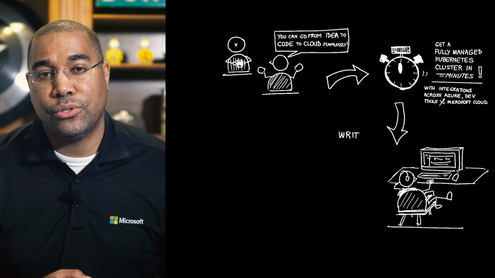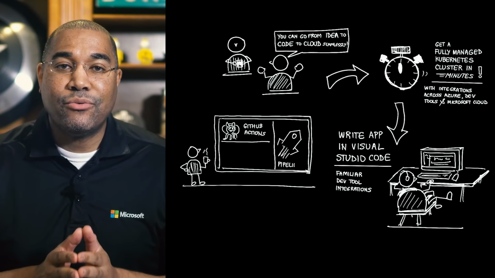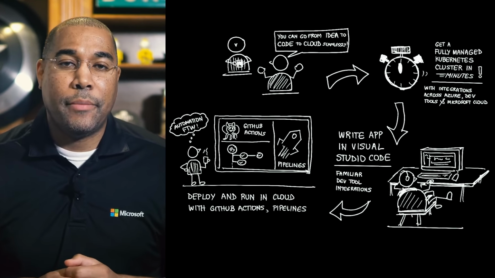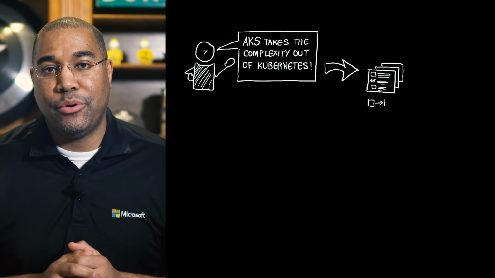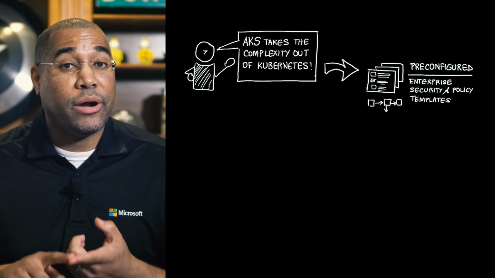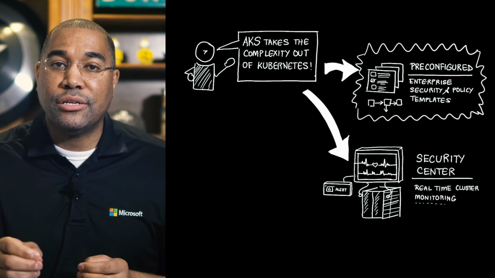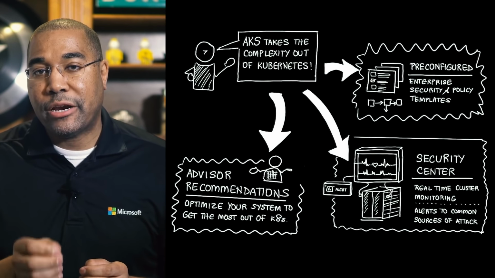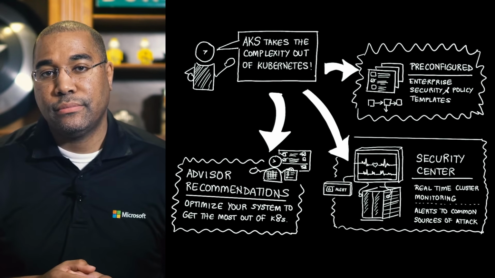and our developer tools. You can write your application in Visual Studio Code and have it running in the cloud in no time thanks to the Deployment Center and GitHub Actions. AKS takes the complexity out of Kubernetes with pre-configured enterprise security and policy templates, Security Center monitoring your cluster and alerting you of possible attacks, and advisory recommendations enabling you to get the most out of Kubernetes.